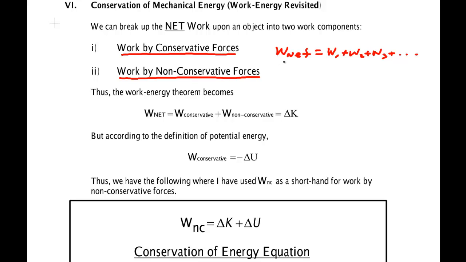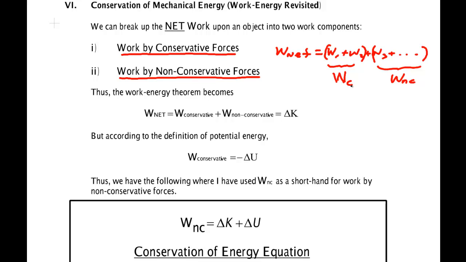Now what we want to do is take these net works, all of these works by all these different forces, and group them into one of the two camps. They're either in the conservative force camp, or they're in the non-conservative force camp. So if we break these up, maybe work number 2 happened to be due to conservative forces, and the others were non-conservative, then we're not going to write them all out. We're just going to say WC and maybe WNC.